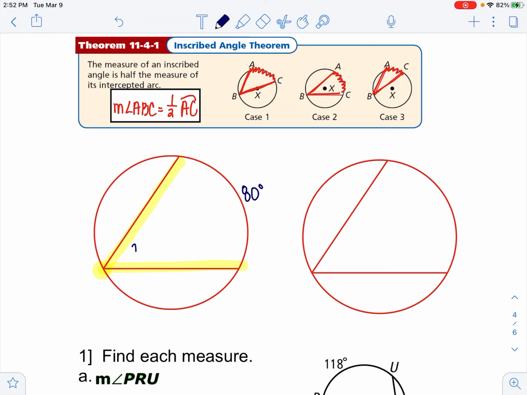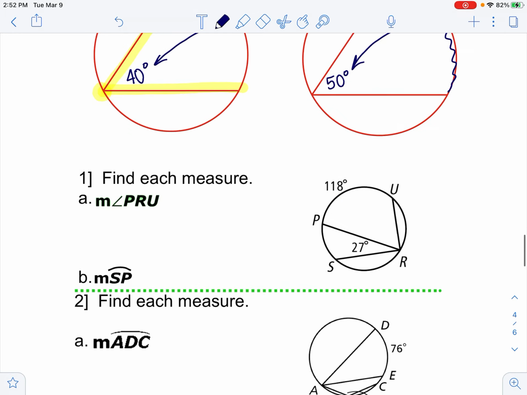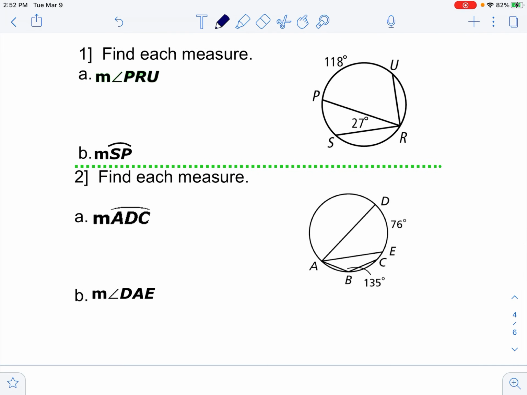It's half the measure of its intercepted arc. So if I told you this arc was 80 degrees, what would this angle be? It would be 40 degrees, half the measure, okay? But what if I told you that this angle was 50 degrees? What would the measure of the arc be? It'd be double that, 100 degrees, okay? So if you look, the angle is still half the arc. Please just don't think always, oh, I take half. If I give you the angle, you have to double it to get the arc.